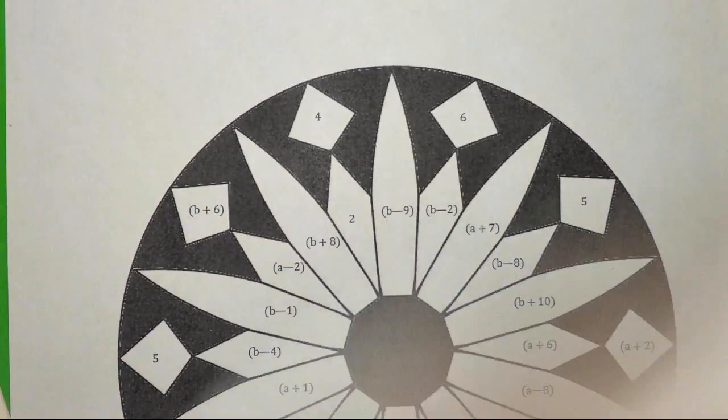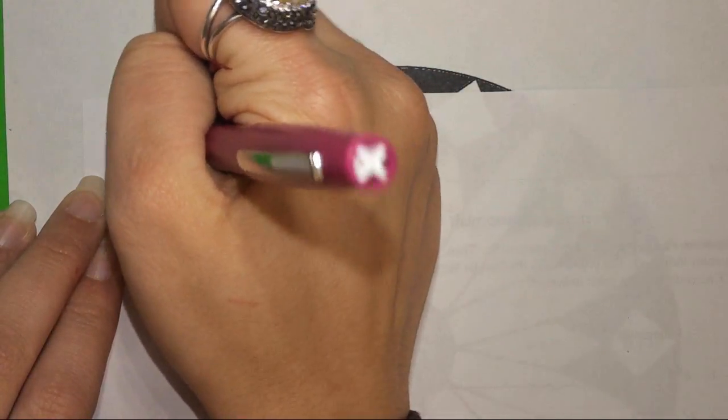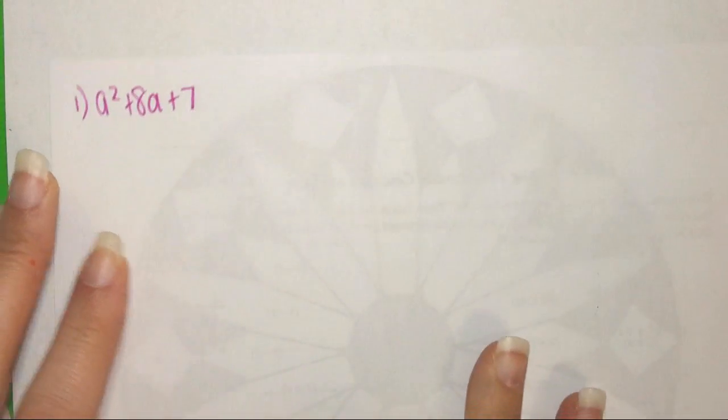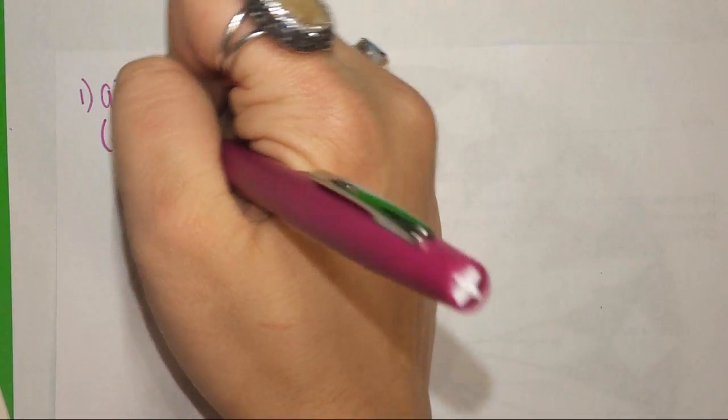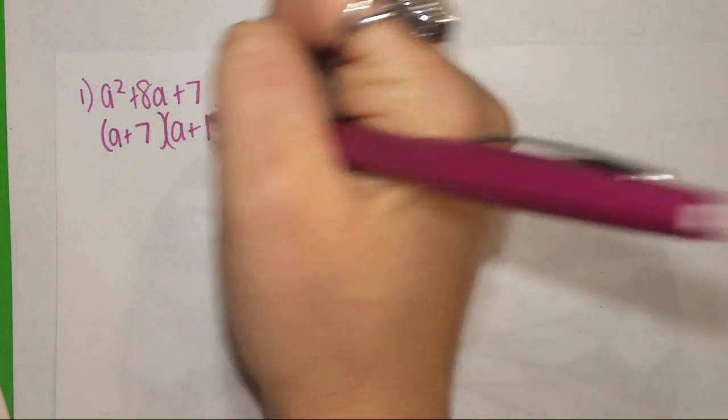Alright, so that's a squared. I'm going to write mine on the back. A squared plus 8a plus 7. Now, what two numbers multiply to give us 7? 7 times 1. 7 and 1. Do we really need the star for that one? No. Do those also add to give us 8? Yes. So, what's going to be in our parentheses? A plus 7 and A plus 1. Wasn't that easy?